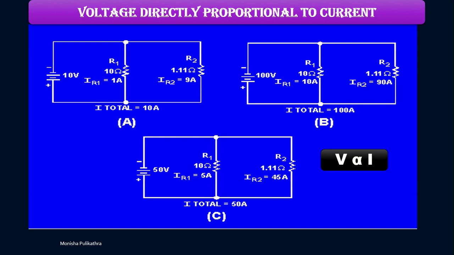If voltage increases, current increases. If voltage decreases, current decreases. But current is inversely proportional to resistance. If resistance increases, current decreases. If resistance decreases, current increases.